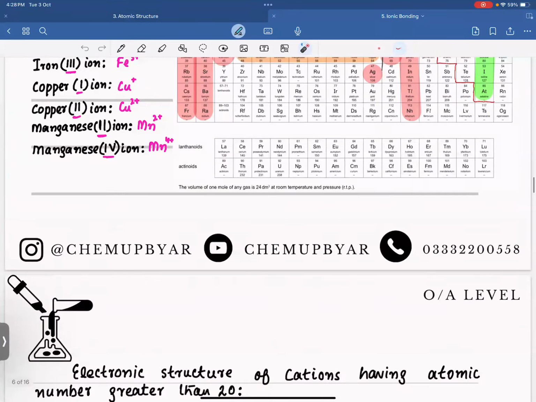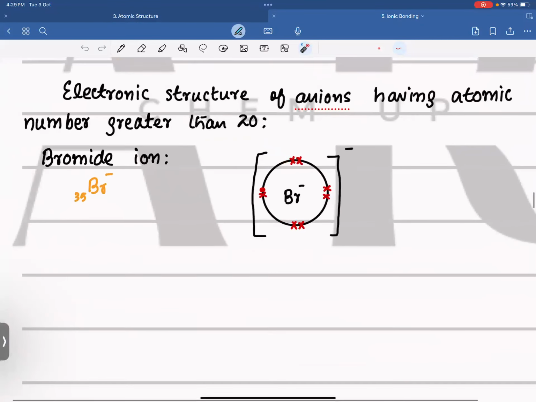And we just draw its outer shell, okay? In the outer shell, the 7 electrons are drawn with crosses, which means that these 7 electrons belong to bromine, and 1 electron with a dot, which means this is the electron which it gained. Is this understandable?